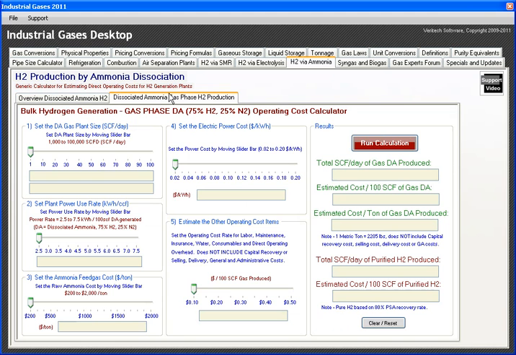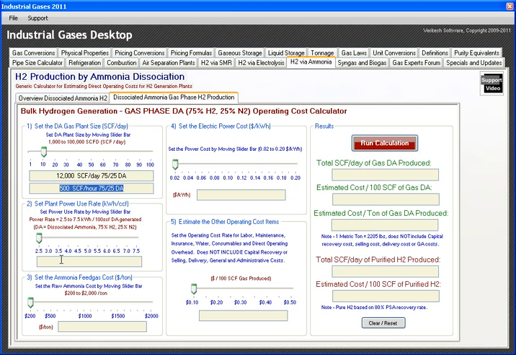So let's look at the cost calculator for producing either dissociated 75-25% mix or 100% pure hydrogen using ammonia dissociation. First thing we're going to do is set the plant size, and it could be anywhere from 1,000 to 100,000 standard cubic feet per day. I'll go back to my example of 12,000 standard cubic feet per day, or about 500 standard cubic feet per hour.